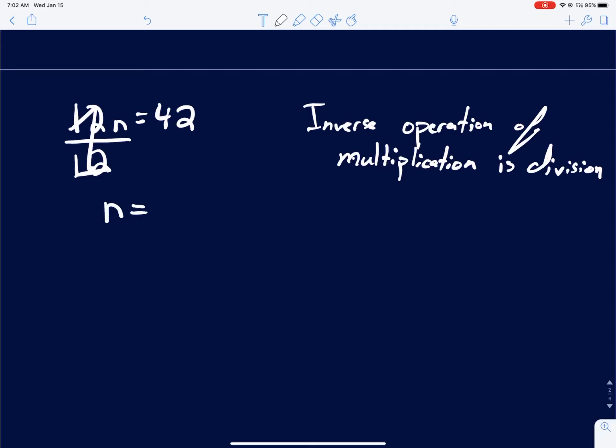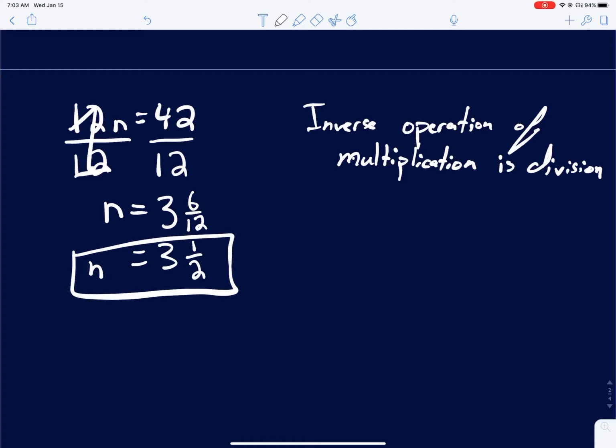And what we do to one side, we have to, that's right, do to the other. 12 goes into 42 3 times with 6 left over, so 3 and 6 twelfths. Well, we know that 6 twelfths simplifies to be 1/2. So our answer is n equals 3.5.